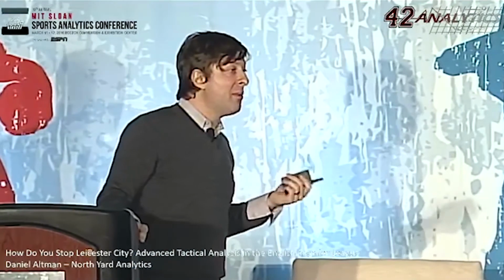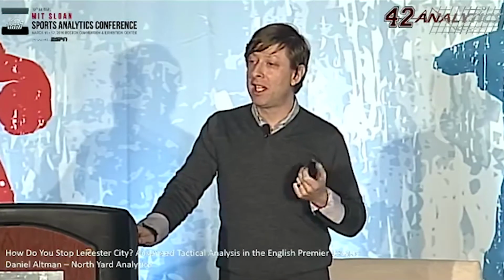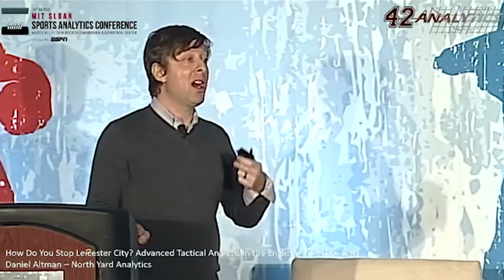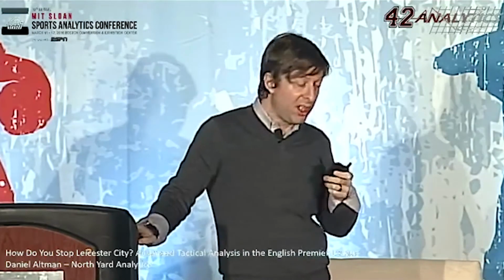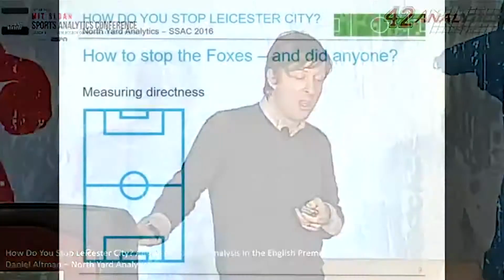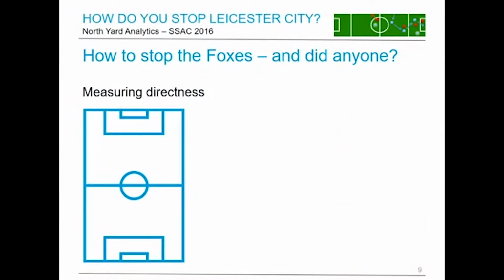How are we going to measure directness? That's the first question. And the second question is going to be, how are we going to measure how potent their attacks are? So directness, well, let's say that we're starting in our own half, where that red dot is. That could be an Arsenal player, maybe Liverpool, maybe Manchester United. And the distance to goal, in this case, is about 80 yards.